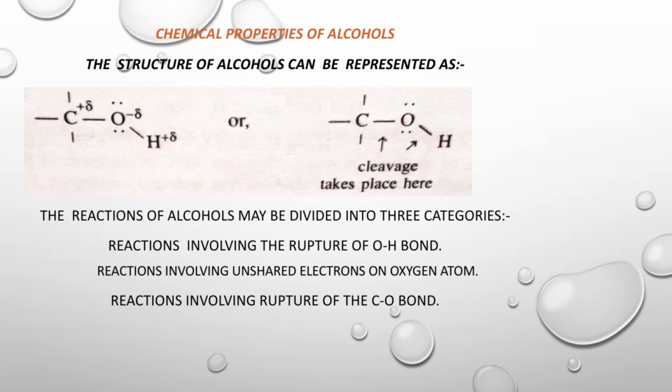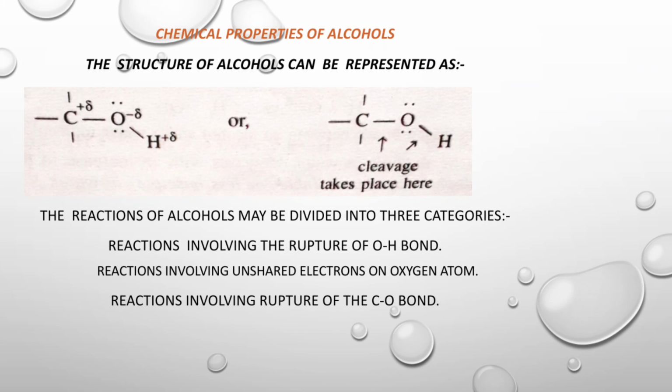Hello friends, today we will discuss the chemical properties of alcohols. As you know, the structure of alcohols can be represented in the figure given. In alkanes, the carbon-carbon bond and carbon-hydrogen bonds are not polar. The carbon-oxygen and oxygen-hydrogen bonds in alcohols are polar. Apart from this, the oxygen atom of the OH group, that is the hydroxyl group, has two unshared pairs of electrons.